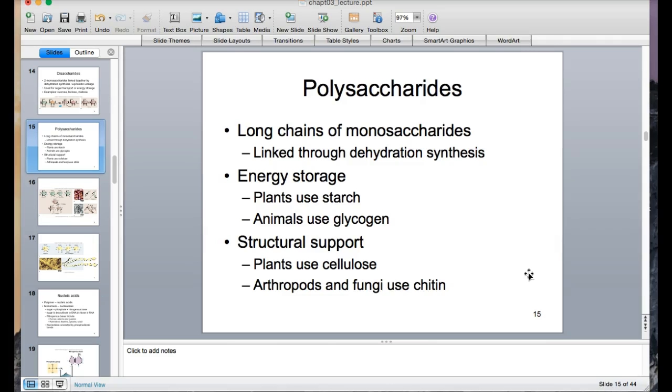Also, you have the structural polysaccharide called chitin. Remember in biology that CH gives you a K sound. So there we have chitin, and chitin is a structural polysaccharide found in the exoskeleton of arthropods, and it is also a structural polysaccharide found in fungi.